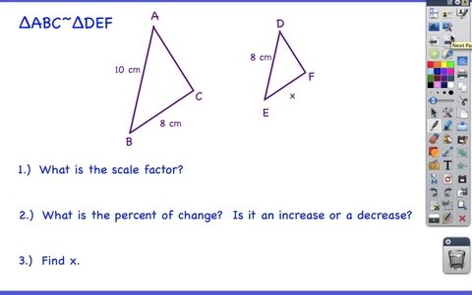You try this question on your own, so pause the movie and resume when you're ready. What is the scale factor? Well, the scale factor is the ratio of the corresponding sides, new to old. So 8 over 10, which reduces to 4/5.